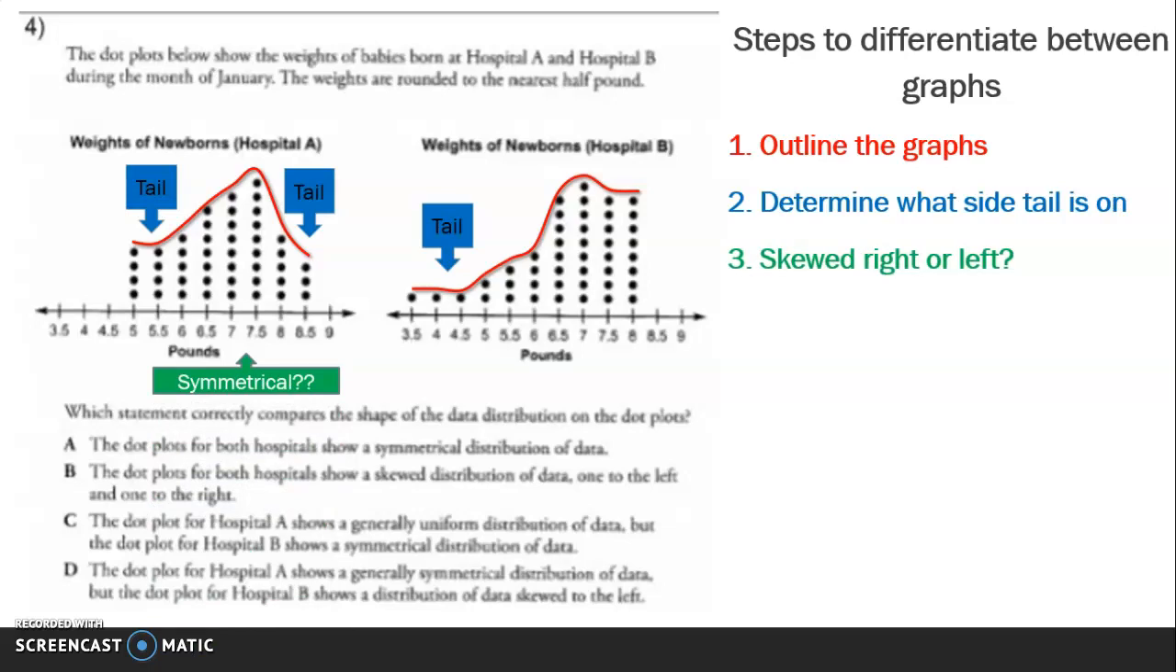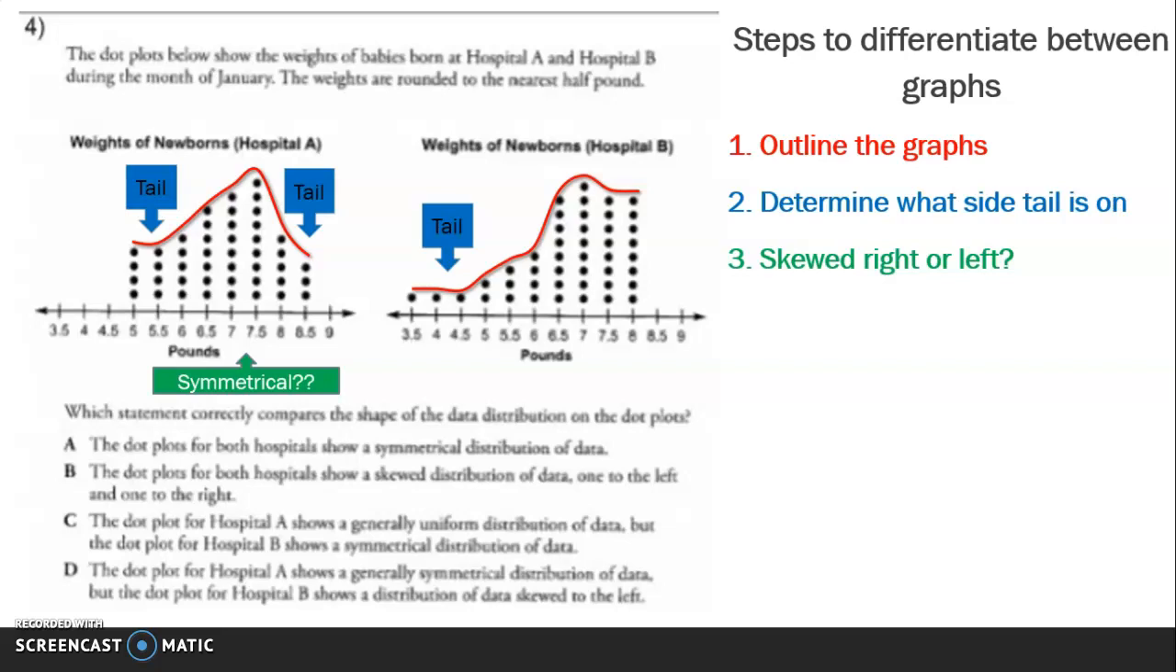Obviously, for graph A, I put it in question marks. Is it symmetrical? Well, you can generally say it's about symmetrical, okay? So symmetrical means that both sides have a tail. It's what we call a bell-shaped curve. If you have any questions, go ahead and just Google bell-shaped curve and you can see it. But yeah, so graph A generally has a bell-shaped curve, somewhat, not really. It's not textbook, but it's pretty much there.